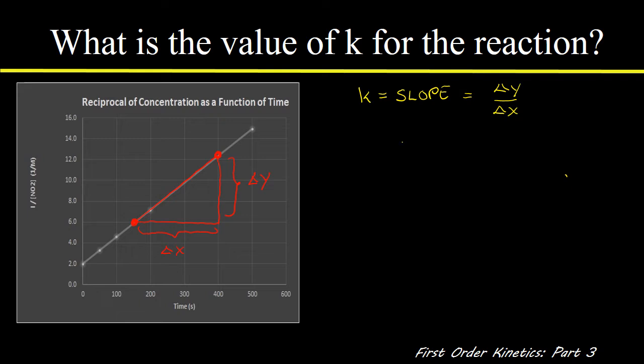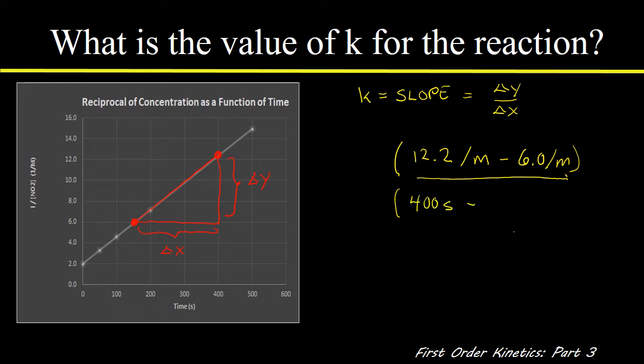So our slope then is the second y value, which is about 12.2, and the units here, remember, the units on that y-axis are reciprocal molarity. Then I'll subtract from that the y value for that first point, and that one's right on the line. I chose it so that it was on the line. That's 6.0 reciprocal molarity. And then take the x values. The second x value is right at 400, and the first x value is right between 100 and 200, so we'll call that 150 seconds.